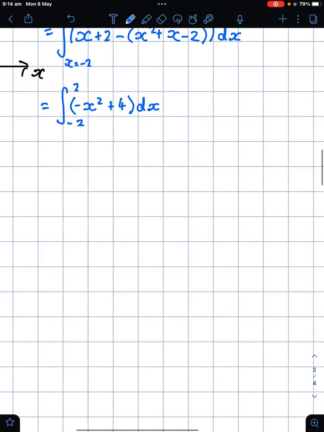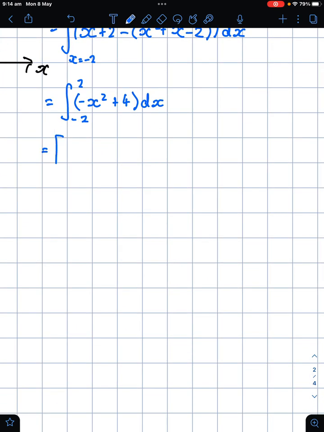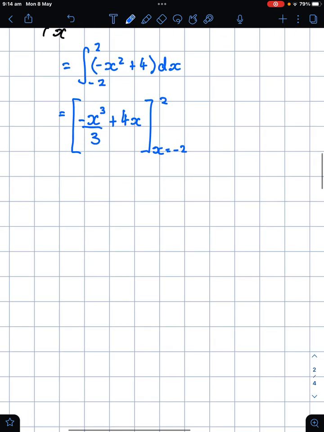So next step, let's take the integral. We use our box here and we put our bounds x equals negative 2 up to 2. The negative stays with the x squared, which becomes x cubed over 3, and then plus 4x, which is pretty good. Then our next step is to put our values in. I don't need that boxy bracket anymore.